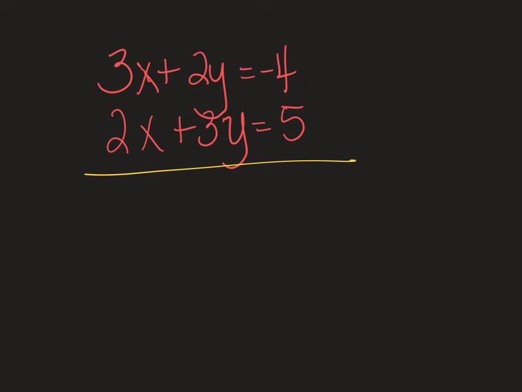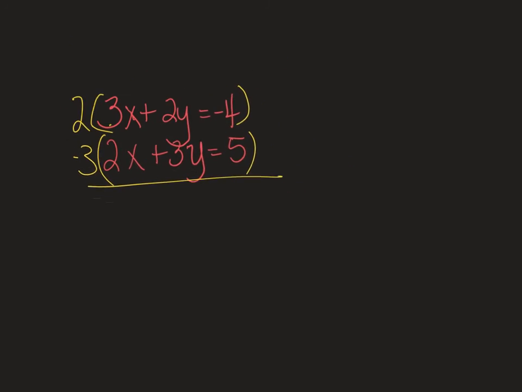Could I multiply? You'd have to multiply both. And if I multiply the top one, I could either go with x or y. Let's just go with x here on the end. Let's say I want to multiply this by a 2, and I'm going to use that as a positive 2. I'm going to multiply the bottom by a negative 3. Do you see why? Okay, let's do this.